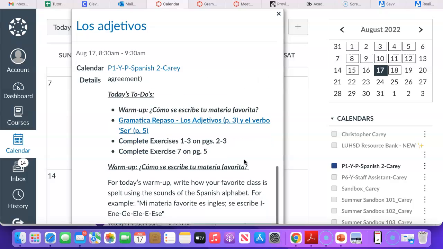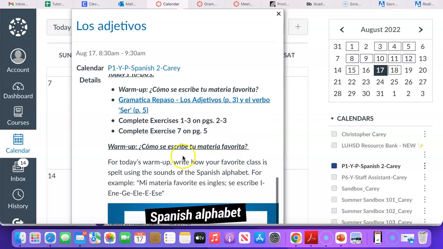So your warm-up for today, a continuation of the practice we did last class. Write how your favorite class is spelled using the sounds of the Spanish alphabet. Your favorite class will be in the target language in Spanish, and then you'll spell it using the sounds of the Spanish alphabet. So for example, mi materia favorita es inglés.